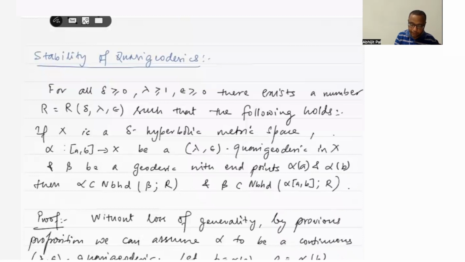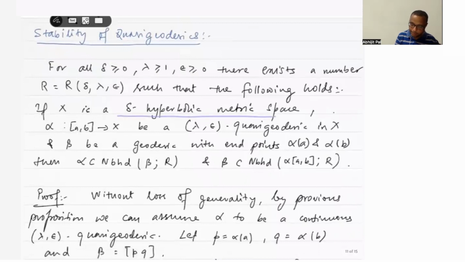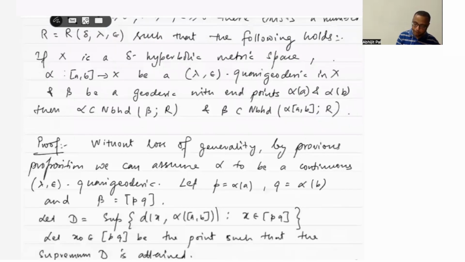So let us start with a non-negative number delta, lambda greater than or equal to 1 and epsilon greater than or equal to 0. Then there exists a number r depending only on delta, lambda, epsilon such that the following holds. If X is a delta hyperbolic metric space and alpha is a lambda epsilon quasi-geodesic in X, and beta is a geodesic joining the endpoints of alpha, then alpha lies in an R neighborhood of beta and beta lies in an R neighborhood of alpha. Okay.